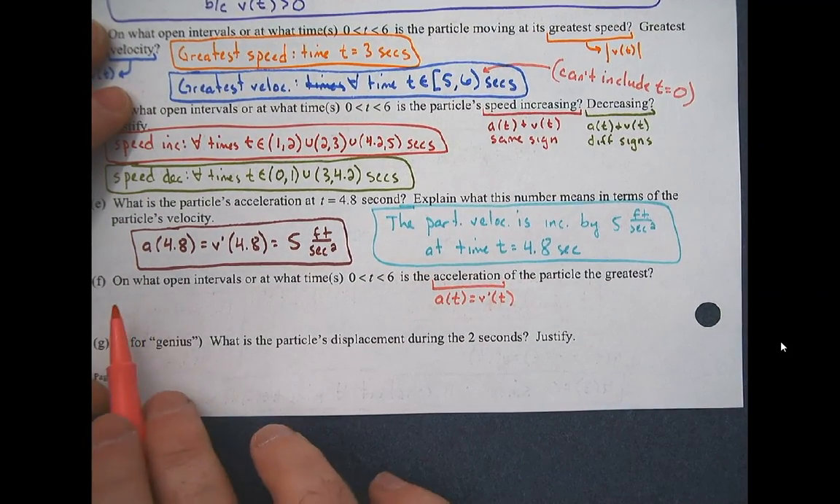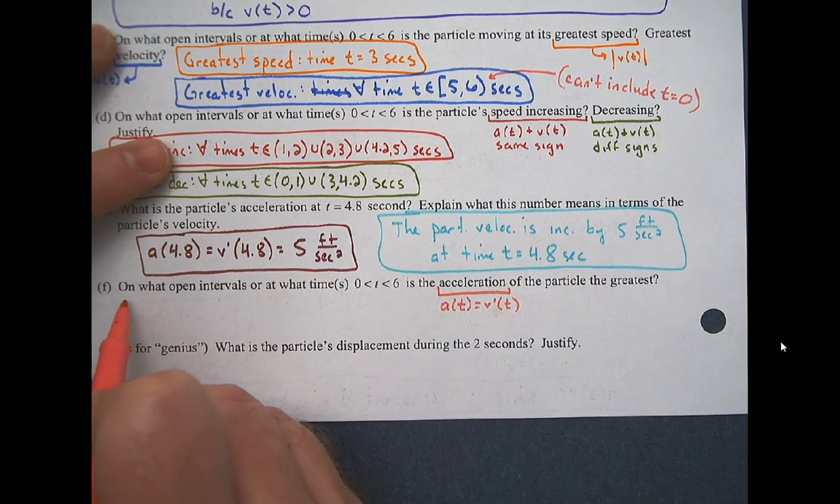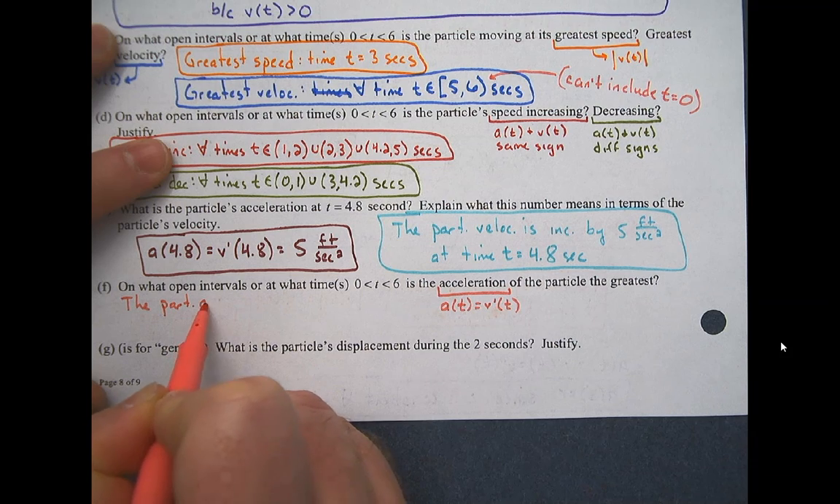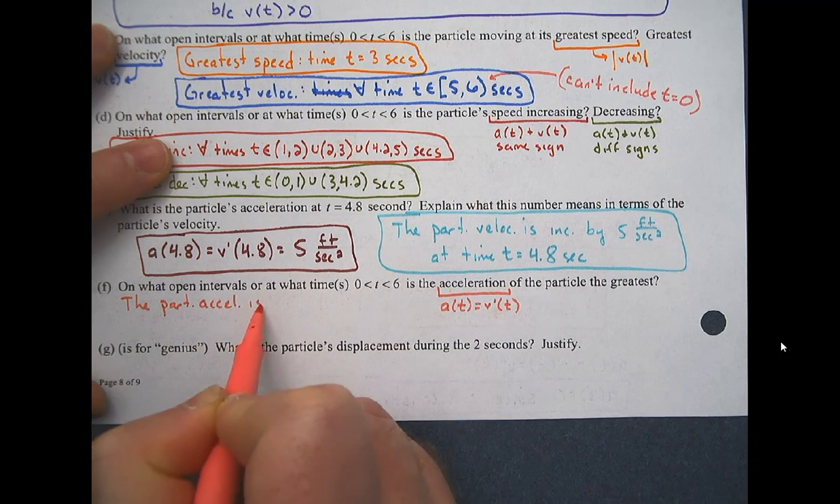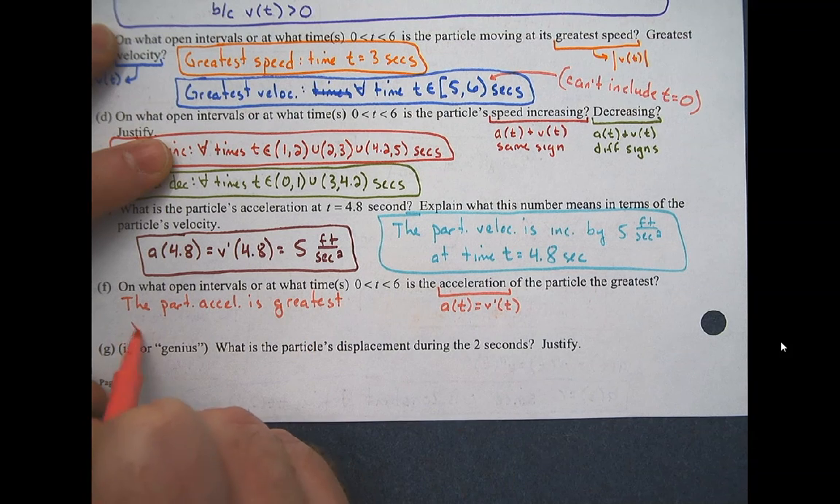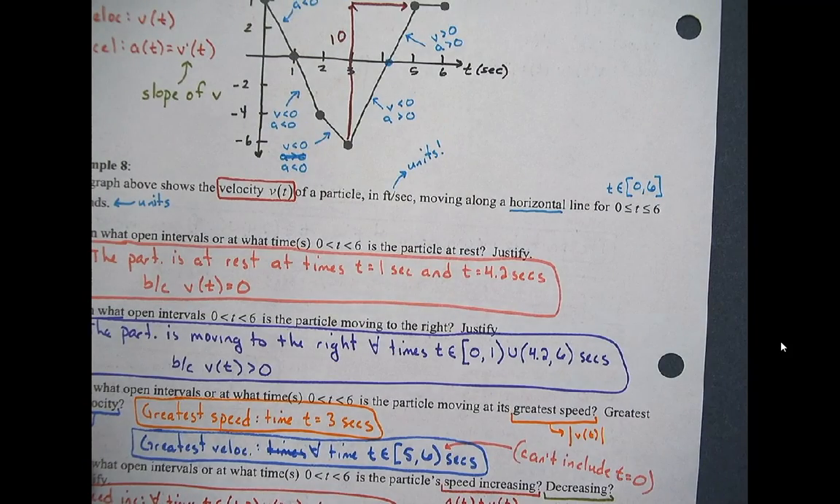On what open intervals is the acceleration of the particle greatest? The particle's acceleration is greatest for all time t from, what would it be, 3 to 5 seconds?